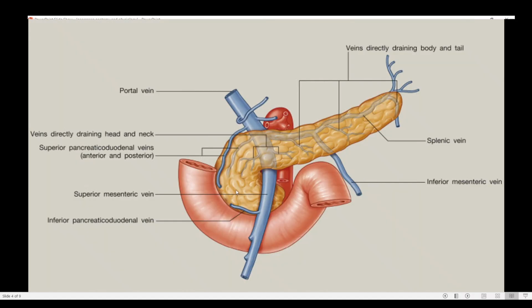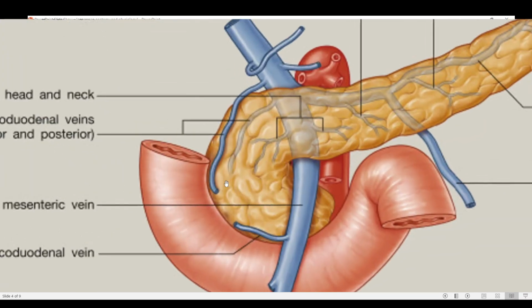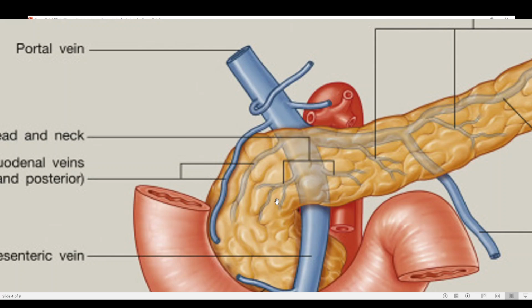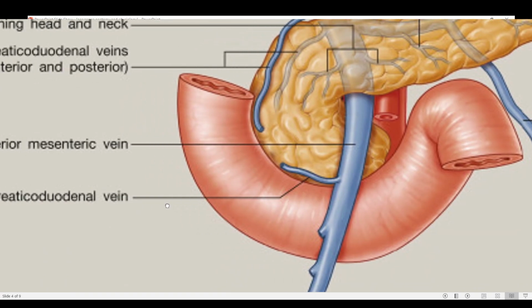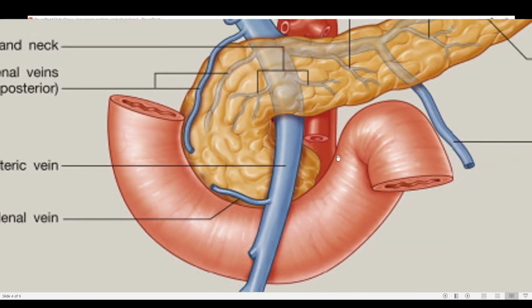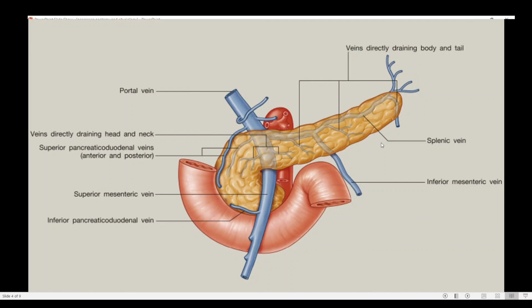Now the venous drainage of the pancreas. The venous drainage follows the arterial supply, like the pancreatico-duodenal arteries. The superior pancreatico-duodenal vein and inferior pancreatico-duodenal vein drain the head of the pancreas. The superior pancreatico-duodenal vein drains into the portal vein, and the inferior pancreatico-duodenal vein drains into the superior mesenteric vein. Other than that, the splenic vein and inferior mesenteric vein also drain the body, neck and tail.